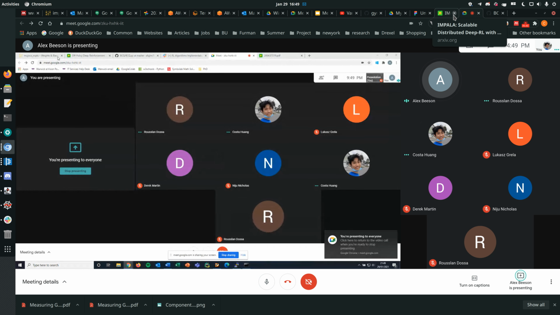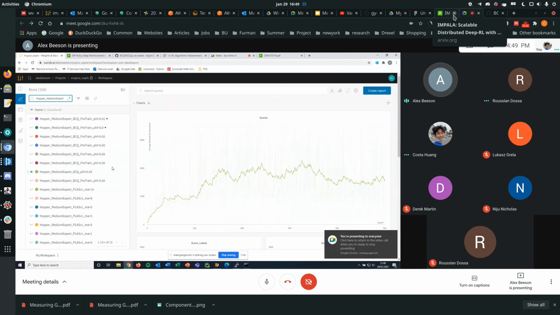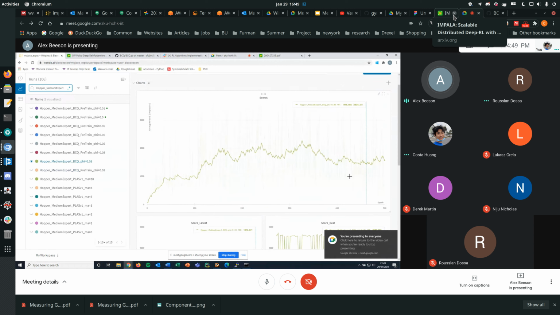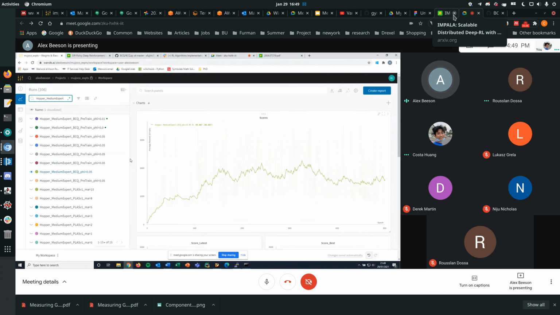Pre-training the VAE. Can you see my screen now? Yes. I think I may have messed up the code a little bit here, but this is the Hopper Medium Expert while training the VAE at the same time. It does all right, but I really want it to be close to 3,000, 3,500. So then I tried pre-training it, and I got this.